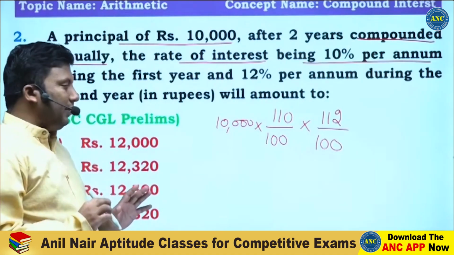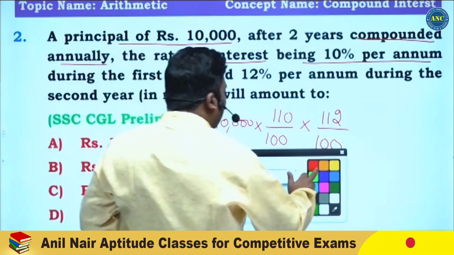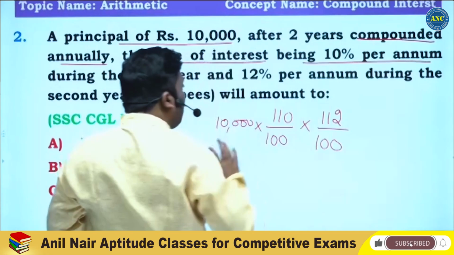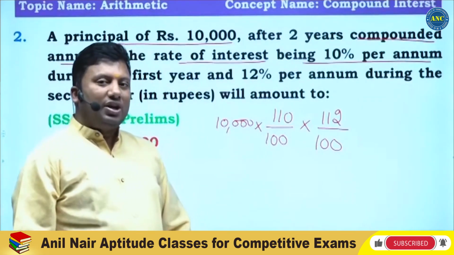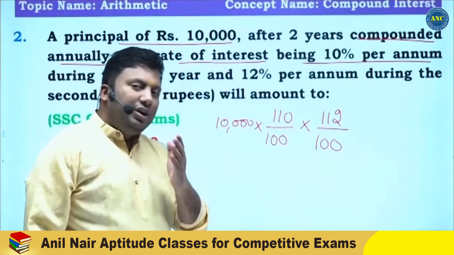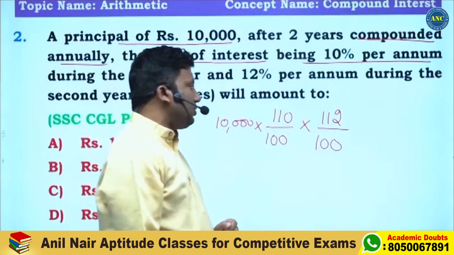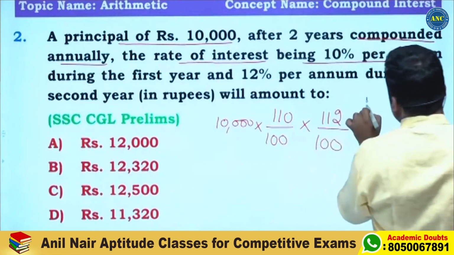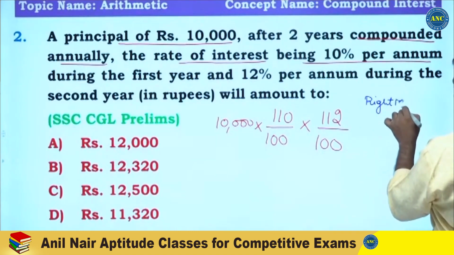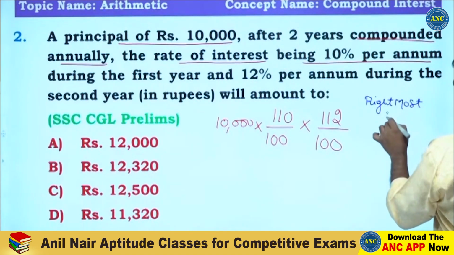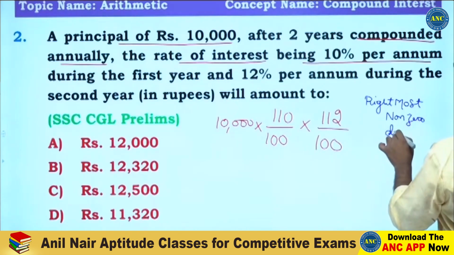Please do not use your mathematical intelligence and try to do this multiplication. Anybody who is trying to do this multiplication, probably you need to understand that there are better ways to solve compound interest problems. So what we will do is, we will attack this question by using the rightmost non-zero digit.